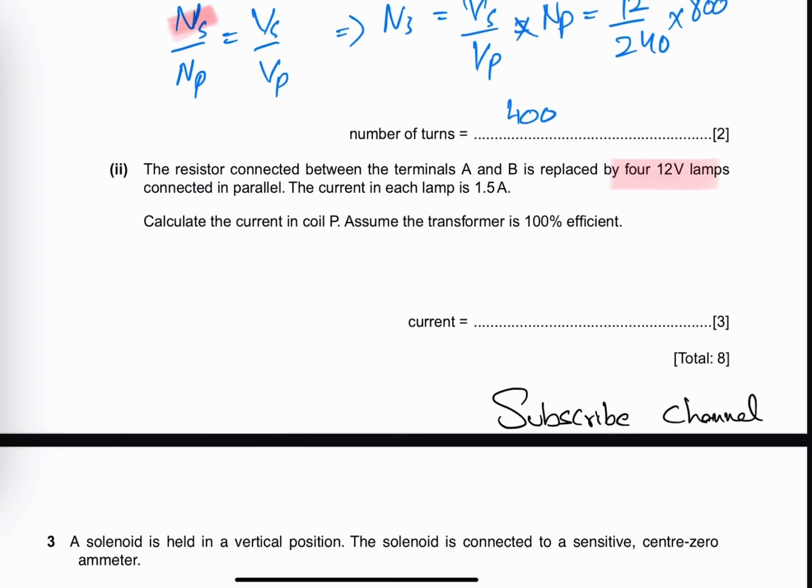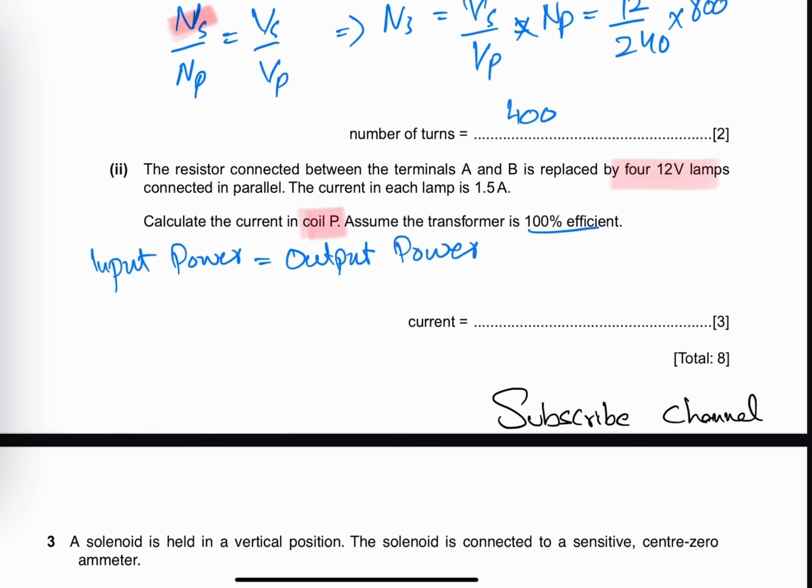Calculate the current in coil P, assuming the transformer is 100% efficient. Okay, so basically you have to calculate the current in coil P. For the current we can use the fact that the efficiency is 100%, which means the input power is equal to the output power.